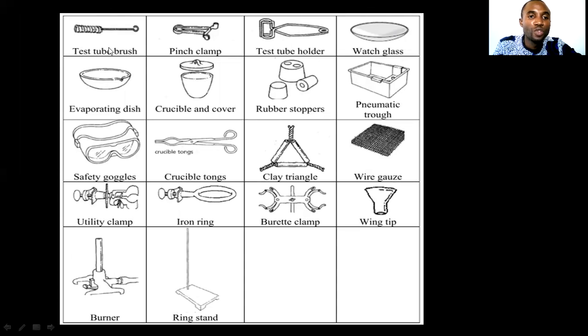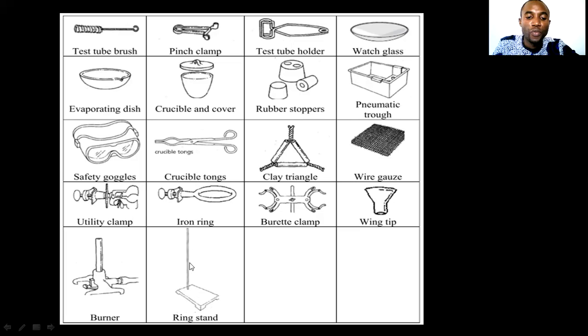This is a brush, test tube brush. This is a clamp, pinch clamp. We have a test tube holder. We have a watch glass. We have an evaporating dish. We have many of them. So as you look at it now, you see several apparatus that we use in the lab.